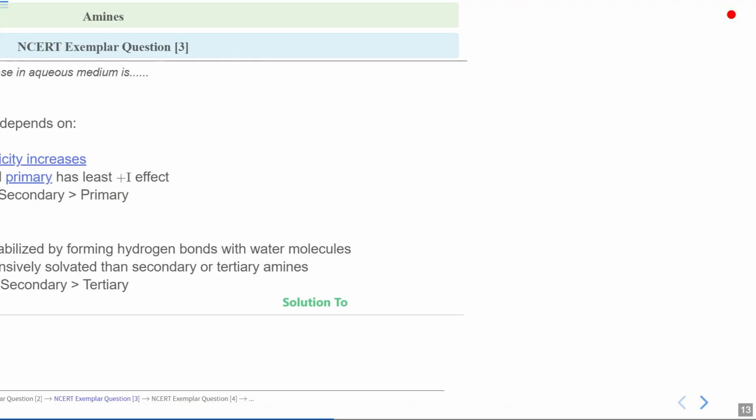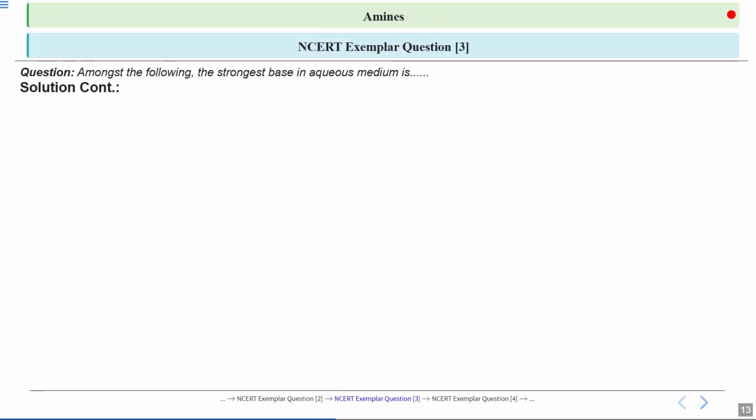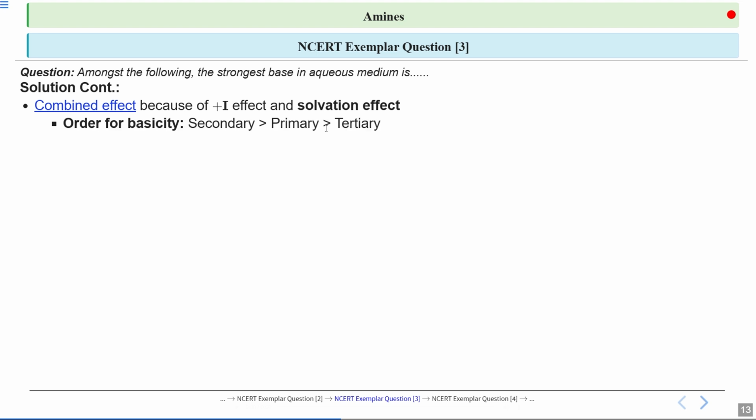Now moving forward. Now if we combine the effect of both the plus I effect and the solvation effect. Okay? According to the plus I effect, we know that tertiary is most basic, and according to the solvation effect, we have seen primary is more basic. Now we will combine both of these effects. So the order of basicity will be secondary, primary, and least is tertiary. Okay, so this is the order for basicity when we are combining both the effects.